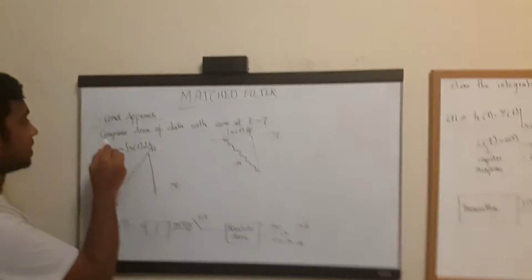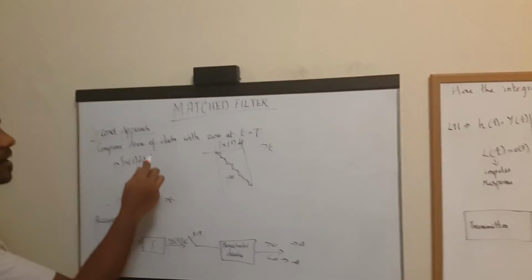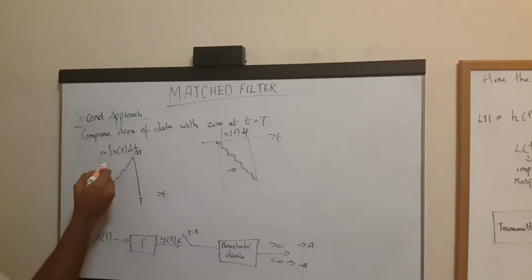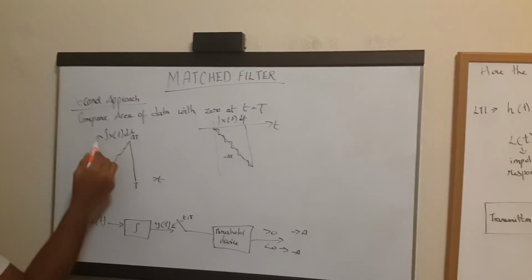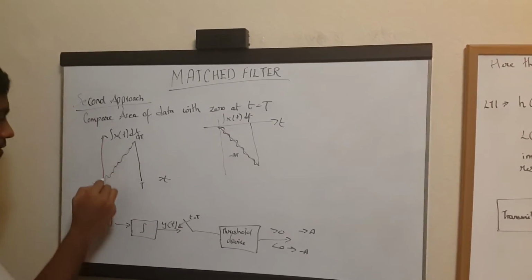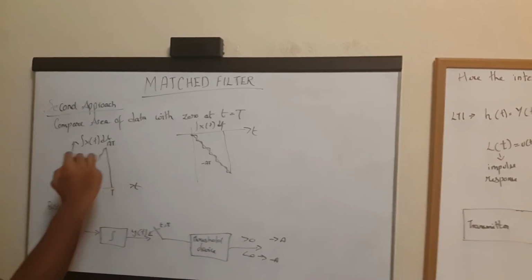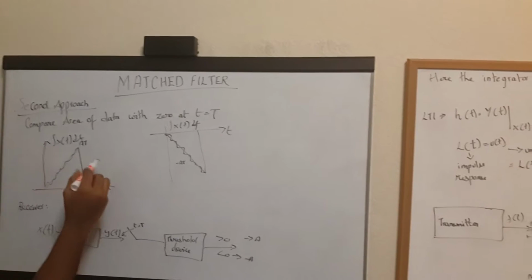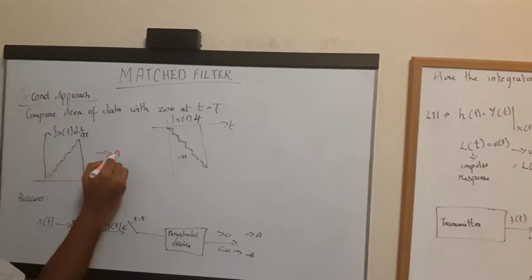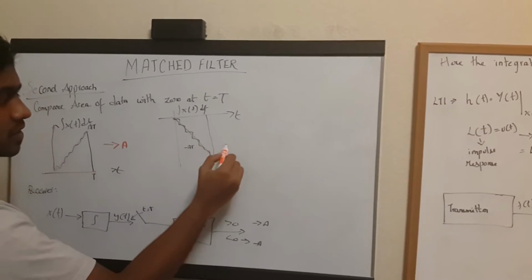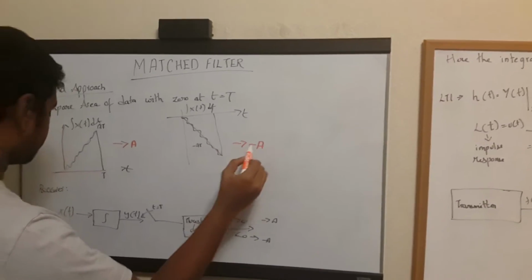Now proceeding to the second approach. Now let us compare the area of the data with 0 at t equal to T. So the signal at t equal to T is given by this. Here the normal signal and the noise signal are mixed together, and it gives rise to the value plus A. And here the normal signal and the noise signal are mixed together, which gives rise to the value minus A.